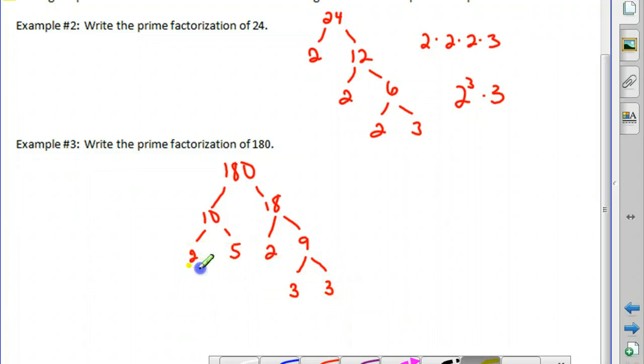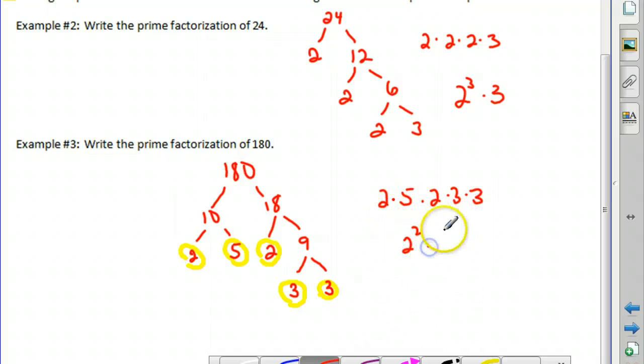So notice at the end of each branch, once we're done, we have a prime number. So the prime factorization of 180 can be thought of as 2 times 5 times 2 times 3 times 3, or if we put the 2's together, this would be 2 squared times, putting the 3's together, 3 squared times 5. That would be the prime factorization of 180.